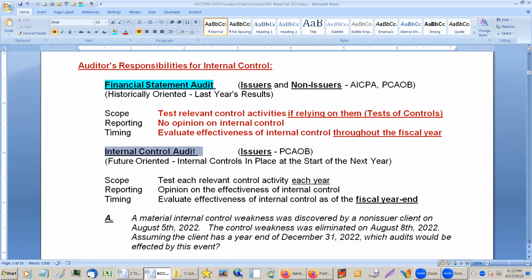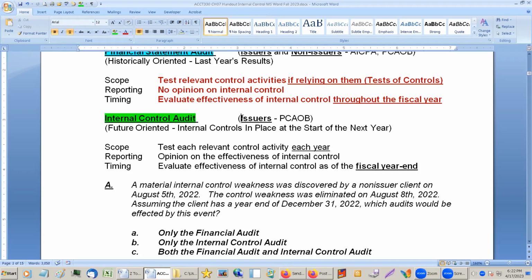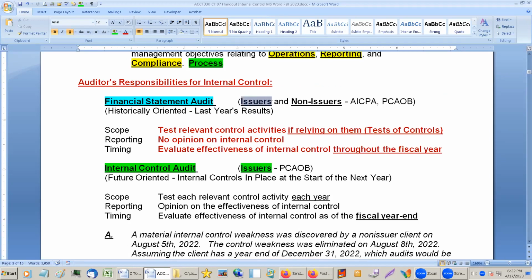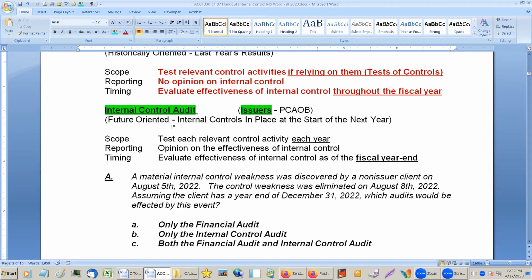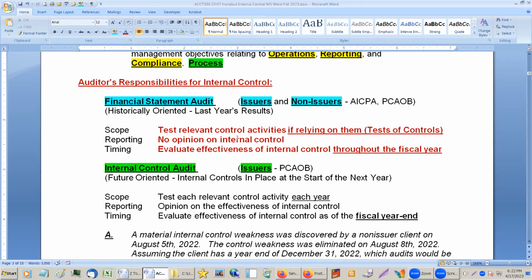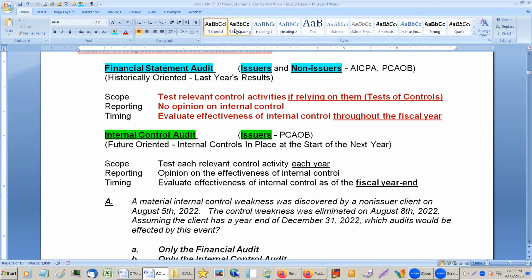Okay, so we evaluate the effectiveness of internal control throughout the year if we're doing a financial audit. Now, auditors that audit publicly traded companies, issuers, are required to do an internal control audit. So this one up here is for issuers and non-issuers. But if they are issuers, they also have to do an internal control audit along with the financial audit. And the reason being is that the internal controls, well, this actually came out of Sarbanes-Oxley. You know what's kind of funny? The people who wrote up Sarbanes-Oxley said, well, the best companies will already be doing this.